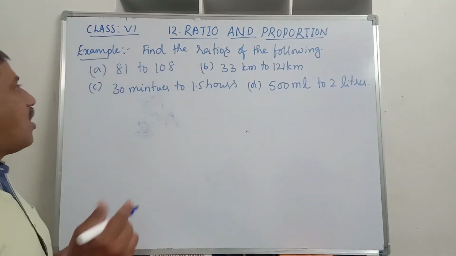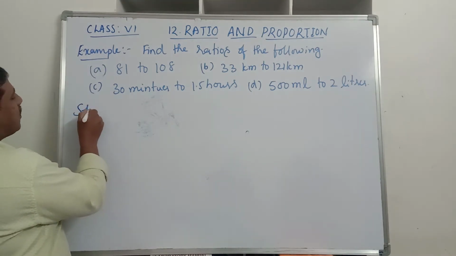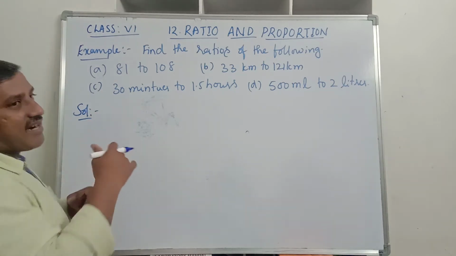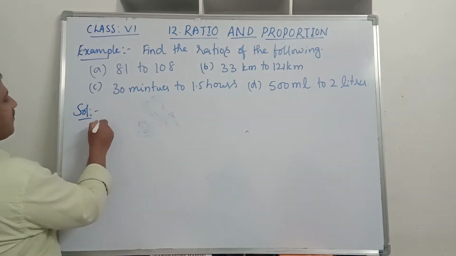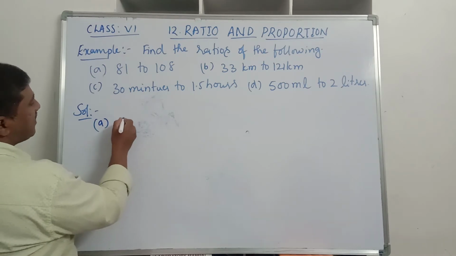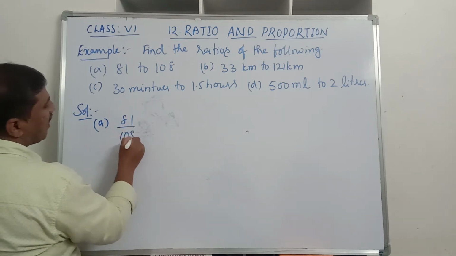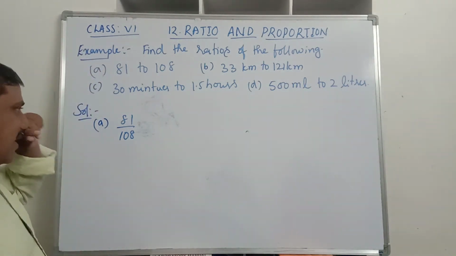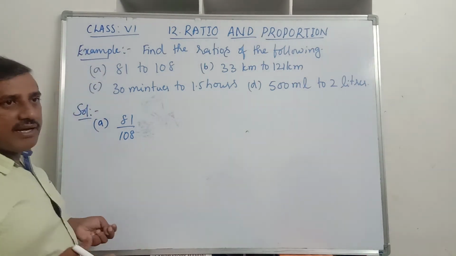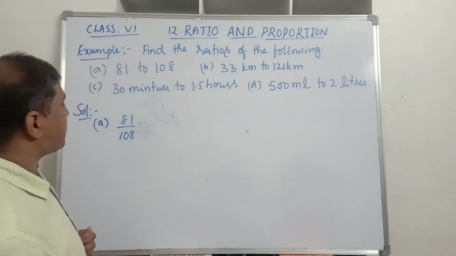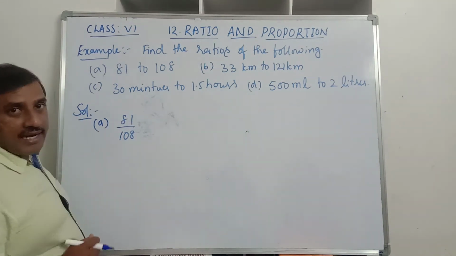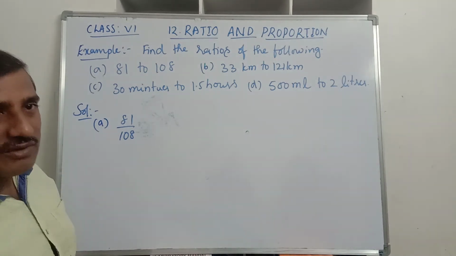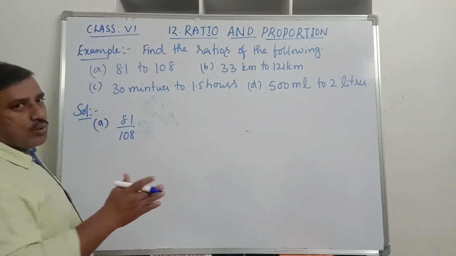Let us discuss how we find the ratios. Yes, by using the division method. The first value is divided by the second value. Here, 81 to 108 means 81 divided by 108. Now, we need to write them in the simplest form. That is, you need to check whether they are divisible by common factors. 8 plus 1 is 9, so it is divisible by 3. 1 plus 0 plus 8 is 9. It is also divisible by 3. Like this you can check 2, 3, 4, 5.